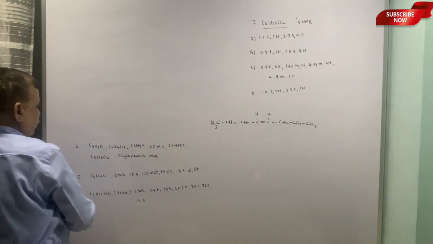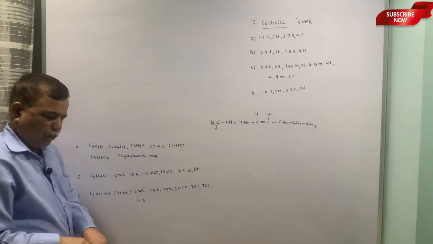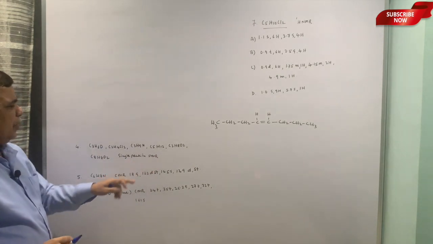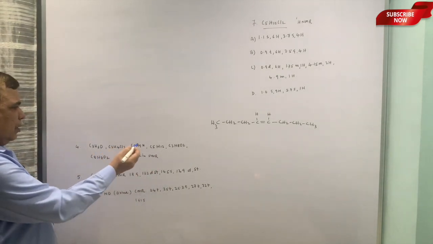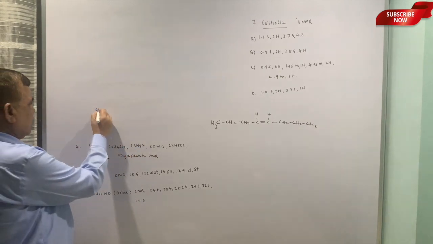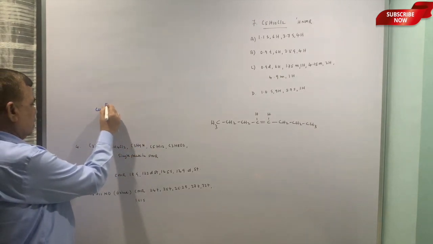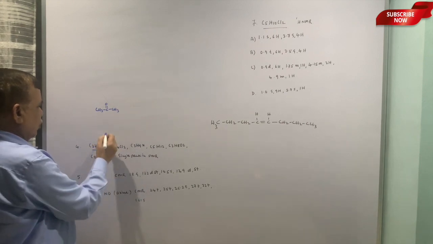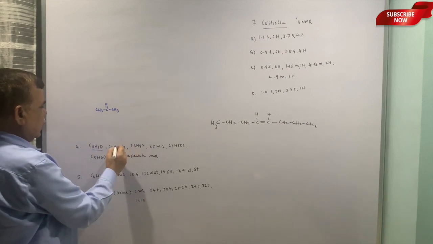Okay. Moving on to the fourth example: single peaks in PMR. All 5-6 compounds are there. I will just quickly put the structures for each. This is your acetone, C3H6O, where both the methyls are equivalent.